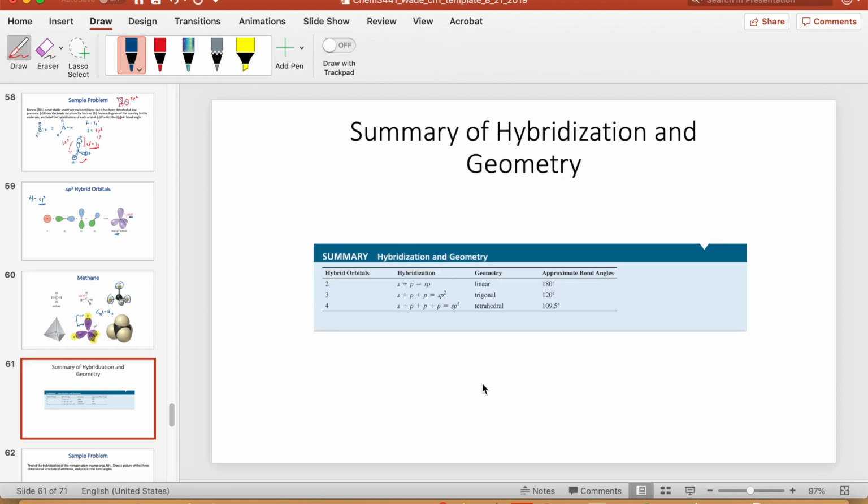Just as a summary, notice what is down here. We have our bond angles, and over here we have our geometries. In particular for carbon, mostly we're going to look at linear, trigonal planar, and tetrahedral, along with the bonding groups. I'm going to give you just a brief overview.